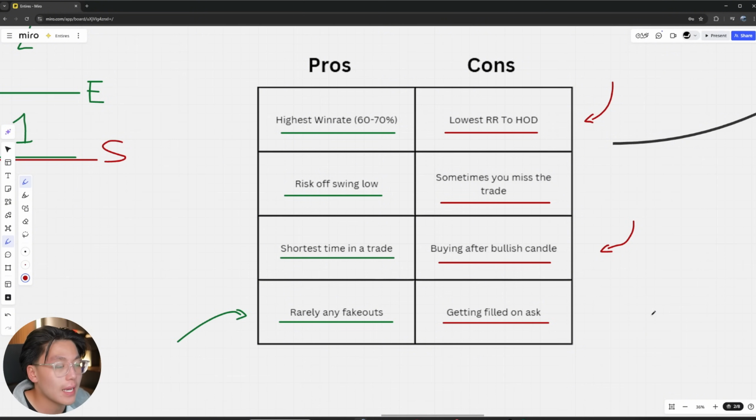So that sometimes can be a con, especially if you're trading options. With this being said, we went over the pros and cons for all three different entry criteria. Now let's have a quick recap.